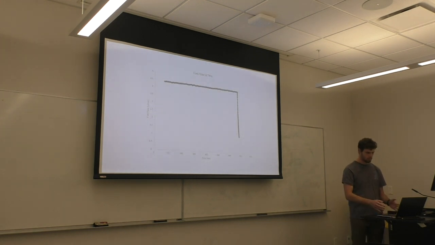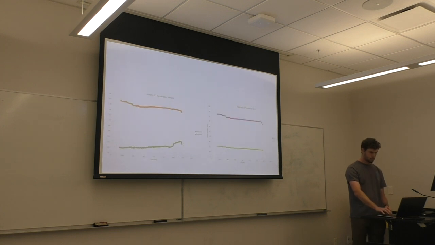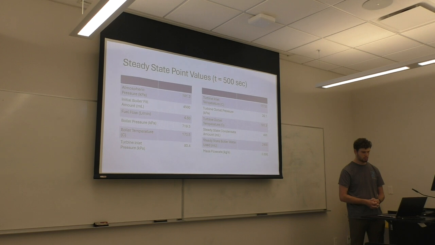So here we have the fuel flow versus time. That was pretty consistent over the whole thing, until it stopped working, at about 4.5 liters per minute. And then this is the boiler pressure and boiler temperature, and then the turbine input and output temperature and pressure. All of those are relatively steady state. A steady state point was chosen at t equals 500 seconds, because it was in the steady state section of the graphs.